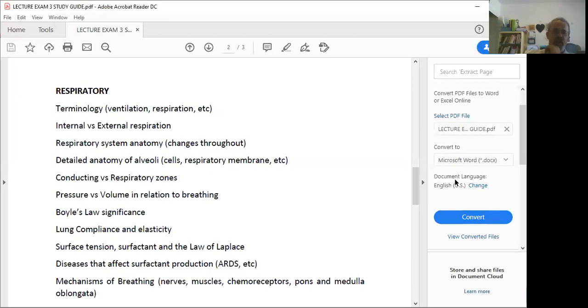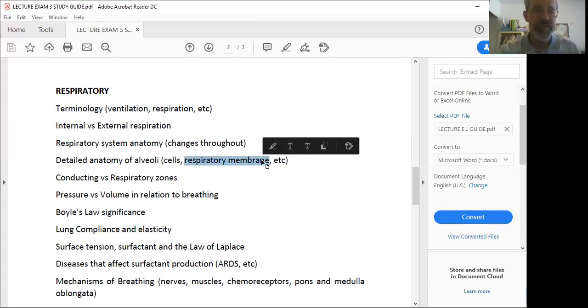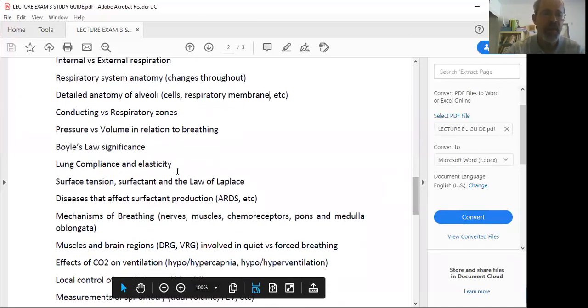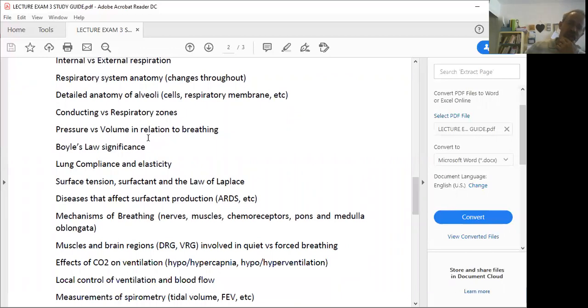Then we got into the whole anatomy, right? All the different structures of the respiratory tract, what their function is. Remember the conducting zone versus the respiratory zone. How does the structure of the trachea differ from the structure of the bronchioles? How does that differ from the structure of the alveoli? Remember, that's where the gas exchange is. That's where you have those different cells. That's where you have the respiratory membrane. Remember what that's made up of. We did kind of repeat some things. We did talk again about pressure versus volume in relation to breathing.